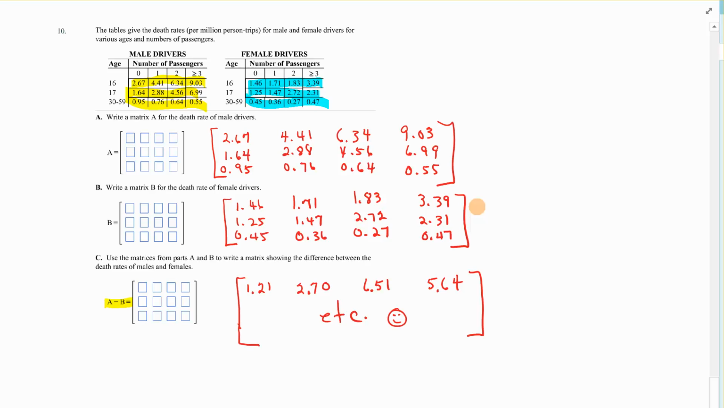The last part says use the matrices from A and B to write a matrix showing the difference between the death rates of males and females. So you're literally just subtracting. And I didn't put all of them here, but you get the idea. 267 minus 146 is 121. 441 minus 171 is 270. So you're just subtracting the positions that match, and you should be able to do that one. So I think that'll get you going on 2-3.